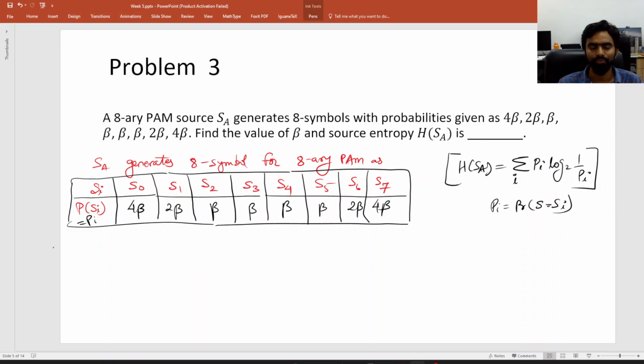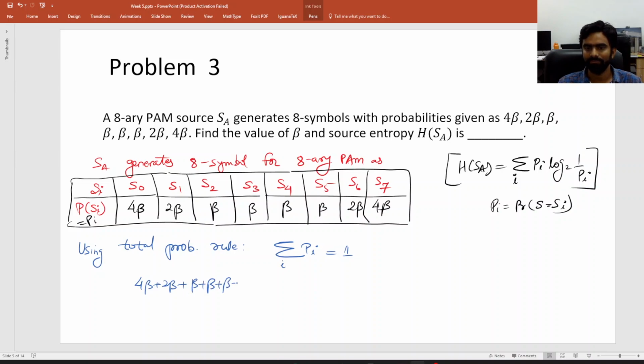Here we are using the total probability rule, that the sum would be 1. So we sum all the probabilities, that is 4 beta plus 2 beta plus beta and so on, which is nothing but 1, and all this will be 16 beta. So beta would be 1 by 16.